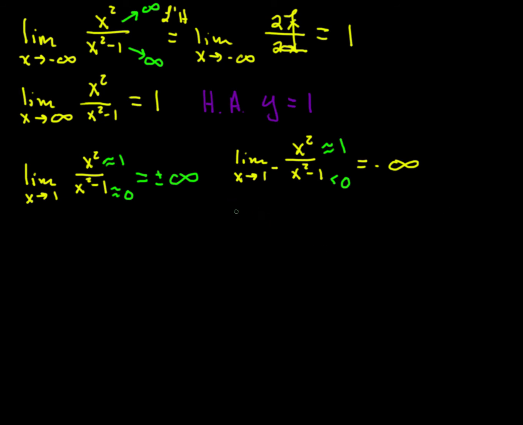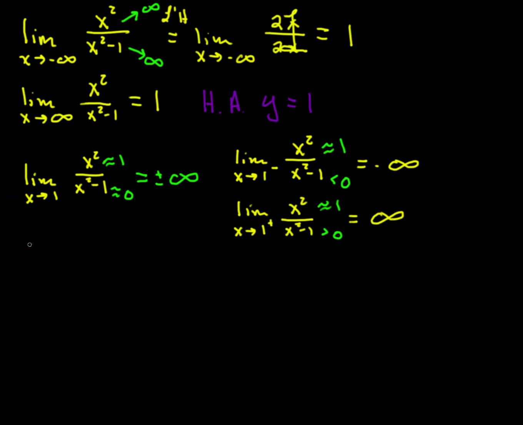However, if I look at the limit as x approaches 1 from the right, so now I'm going to take values bigger than 1 of x squared all over x squared minus 1. The top is still infinitely close to 1. But now I'm taking values bigger than 1, squaring it and subtracting 1, so the bottom will be positive, telling me that my limit must be positive infinity.